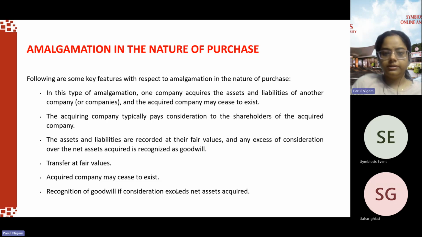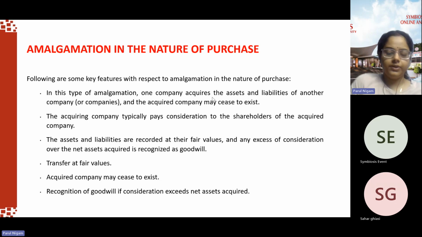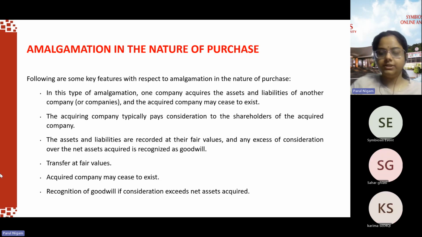Okay, so we were discussing amalgamation in the nature of purchase. What happens is that one company is purchasing another company. You understand it this way: if it is being purchased, one company will pay some money to the other company. What is that money being paid? It is the consideration, or precisely, the purchase consideration, which is paid to the shareholders of the acquired company.